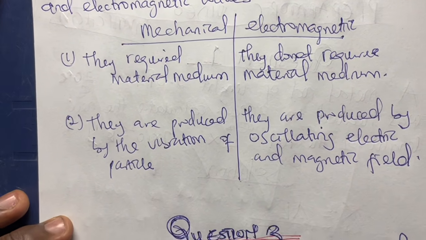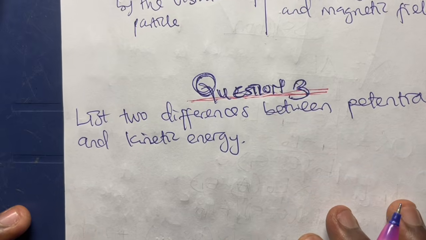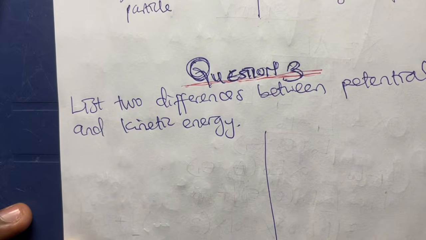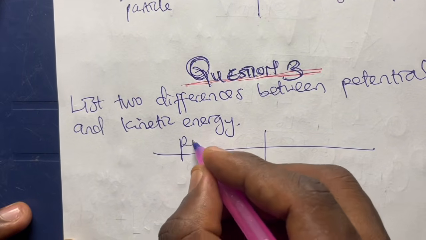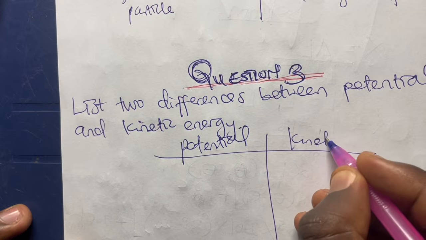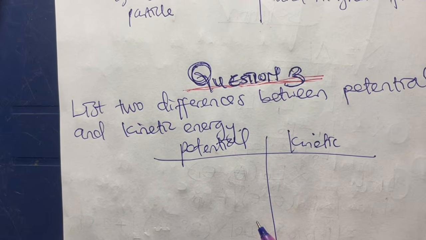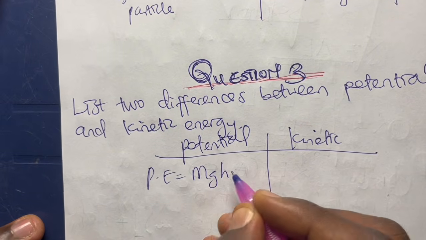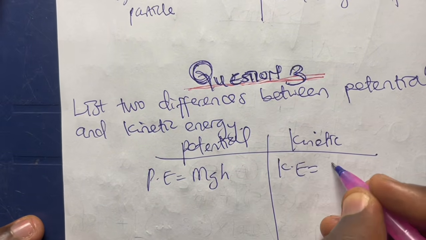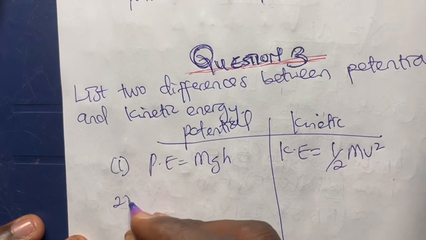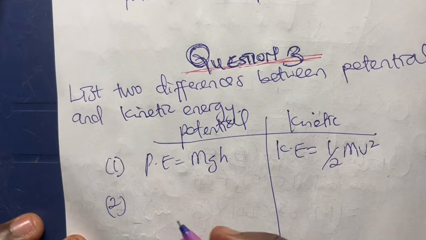Now let's move to question 3. Question 3 says that we should list two differences between potential energy and kinetic energy. So potential energy is here, while kinetic energy is going to be here. Let's start with the formula first. From the formula, potential energy equals mgh, whereas kinetic energy equals 1 over 2 mv squared. That's number 1.